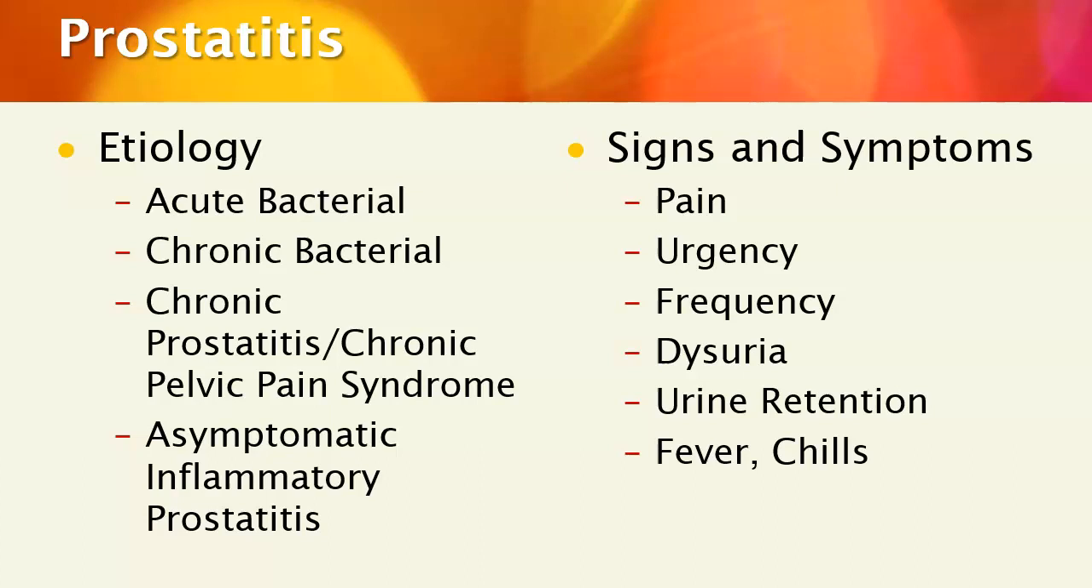So signs and symptoms that our patients dealing with prostatitis will have are pain at the area, urgency, frequency, dysuria, urinary retention, fever, chills. And if you're looking at this list of symptoms, it is pretty similar to what we would see for a UTI. So when we have an individual with these symptoms, we want to rule out a UTI in addition to the prostatitis.